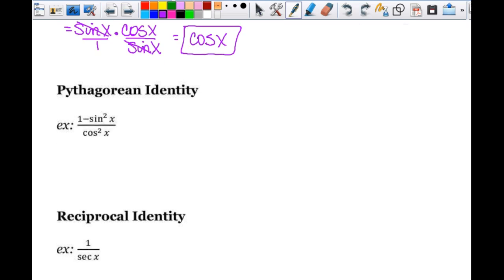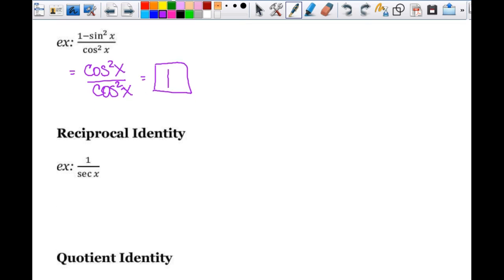All right, Pythagorean identity. So I have 1 minus sine squared x. What is that? Cosine squared x. So I get cosine squared x over cosine squared x. What does that become? 1. Like I said, all these are going to be kind of quick and short, and it's things that would happen within other problems. They're not all going to be this simple when you're using them.